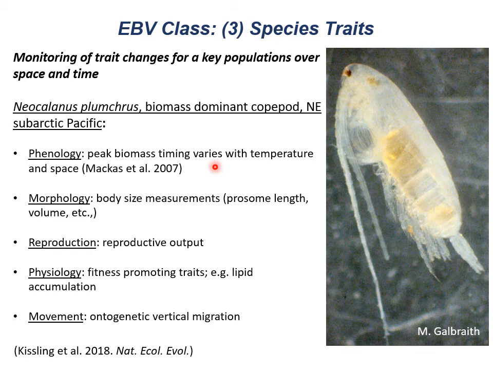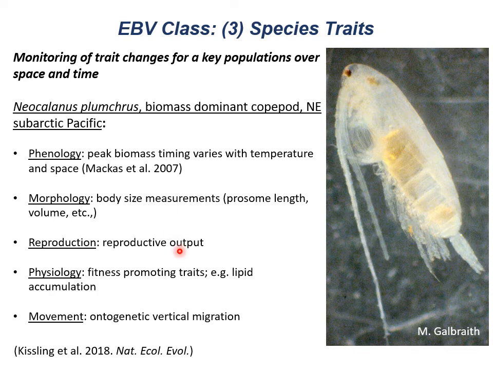And a good example is the study by Mackas, Batten, and Trudel in 2007, and it provides a nice example of how phenology can be compared both in time and space using both data sets. Morphology can include body size measurements such as variation of prosome length or body volume, and this information already exists or can be mined from our archive samples.